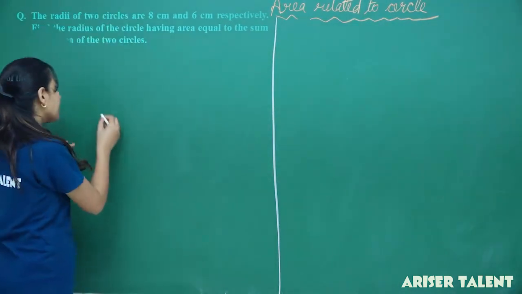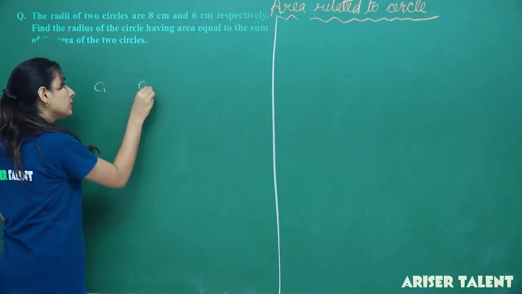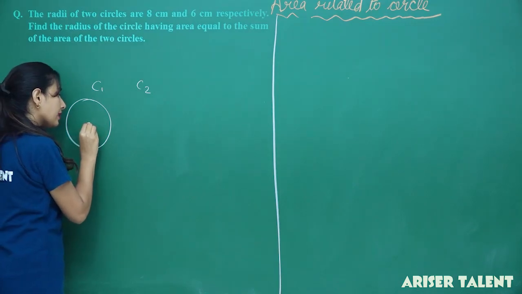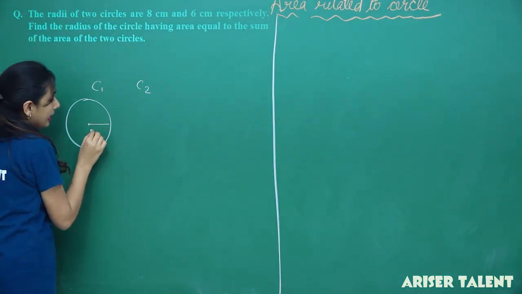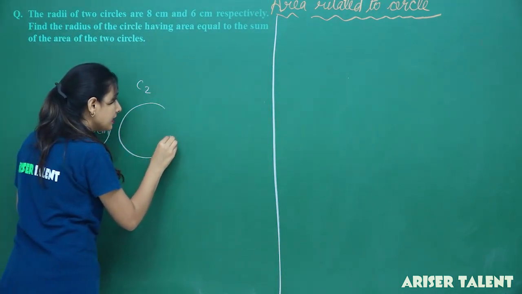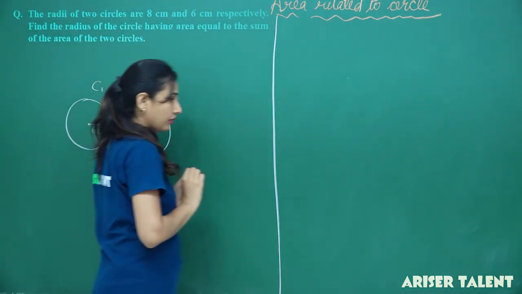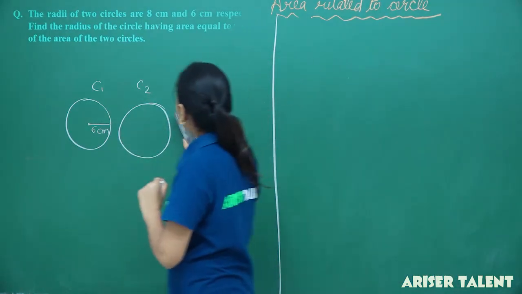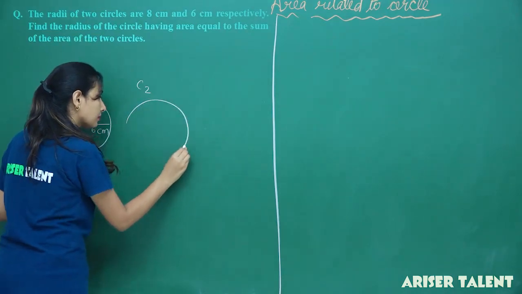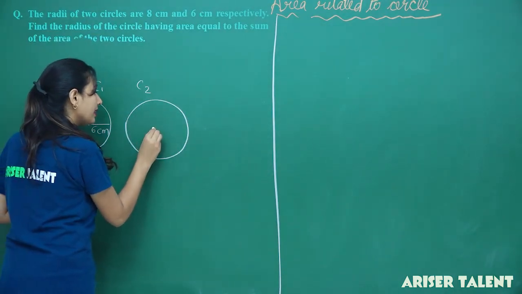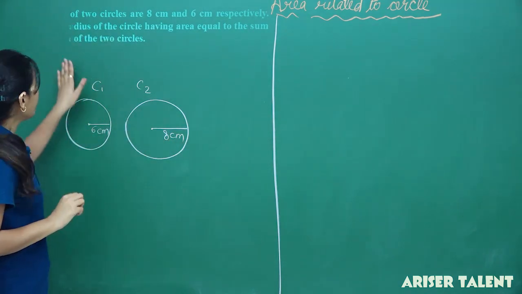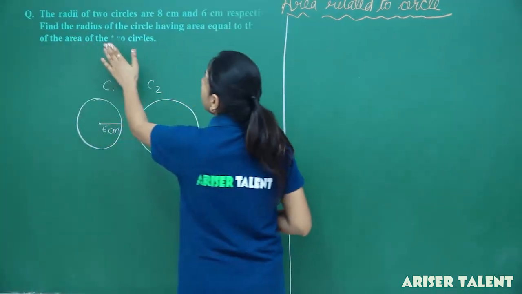So, we are having one circle, that is C1 and that is C2. The C1 is having a radius, and this radius is, let's suppose, 6 centimeter, and I'm having the C2 circle. Okay, so I'm having this C2 circle, right, and its radius is 8 centimeters.